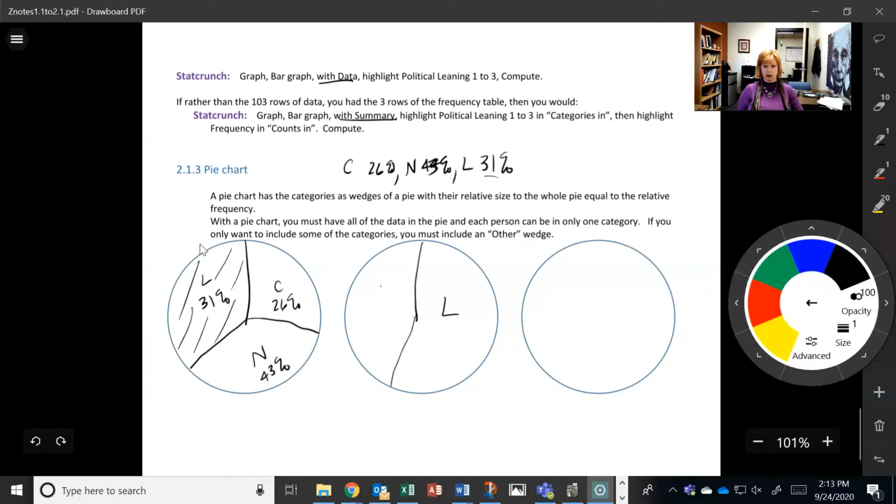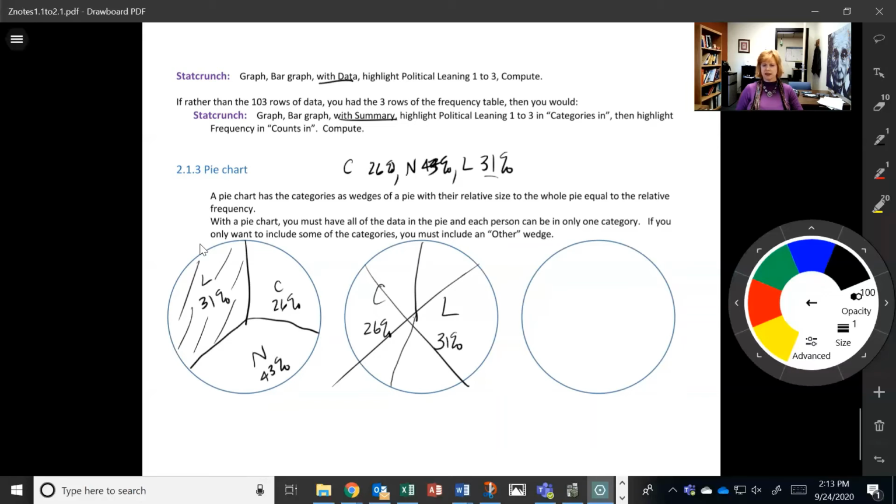I can't just put two categories in there and say, okay, here are my liberals and here are my conservatives, so this is 31% and this is 26%. The reason I cannot use this is because when I see this graph and I see the area, it looks like over half of my class are liberal, because over half of the graph is for liberal. So I cannot do that.